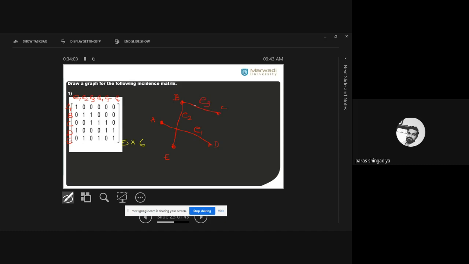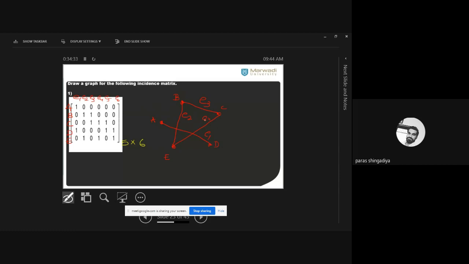Okay. Now for the fourth column, check its connection. That is placed in between C and E. In the fourth column, the 1 appears in the third row and the fifth row, meaning C and E. So what does it mean? E4 is mapped in between C and E. So connect C and E. The edge name is E4. Clear? C और E को connect करना.